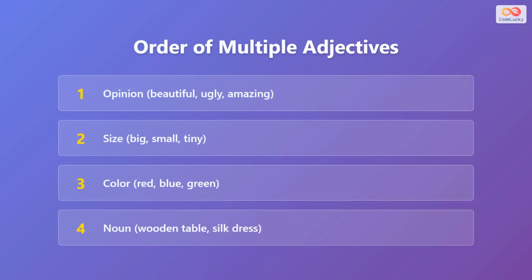When you use more than one adjective before a noun, there is a specific order to follow. First, put the adjective that shows opinion, like beautiful or ugly. Second, put size adjectives, like big or small. Third, put color adjectives, like red or blue. Fourth, put nouns used as adjectives, like wooden or silk. Following this order makes sentences sound natural and correct.